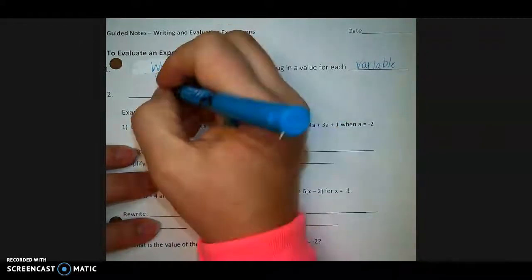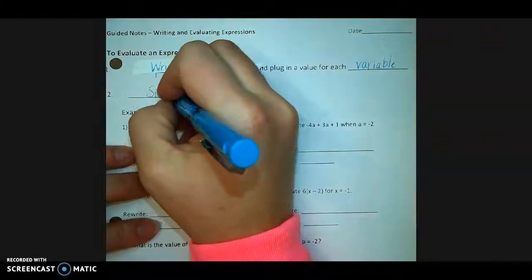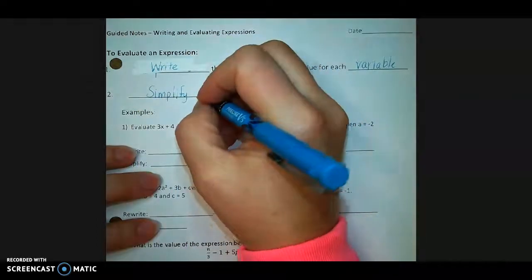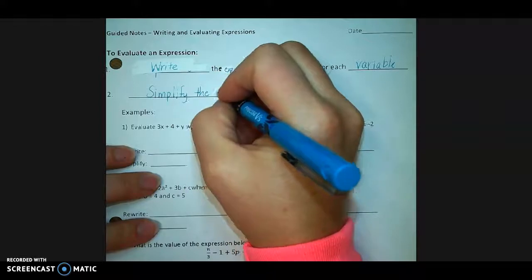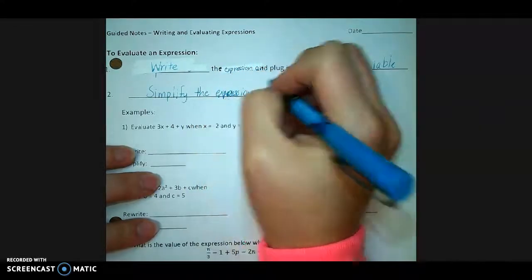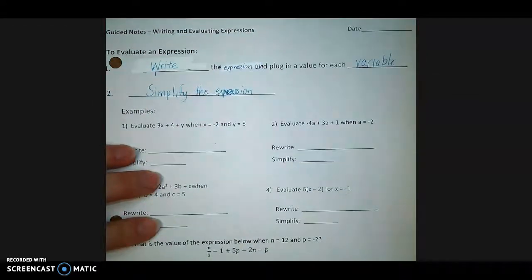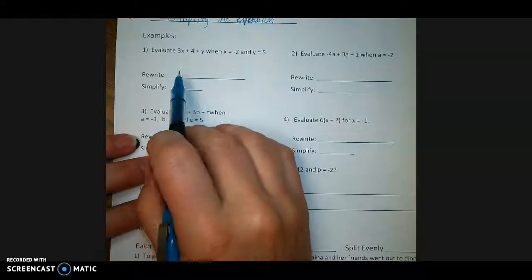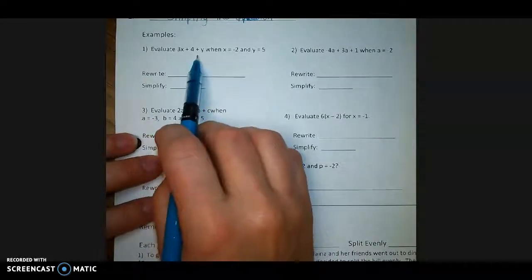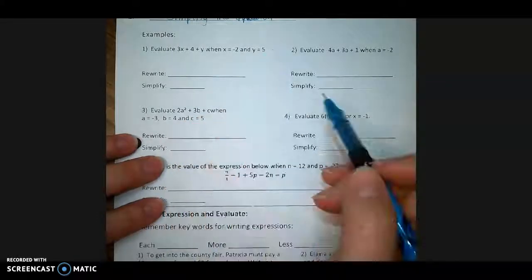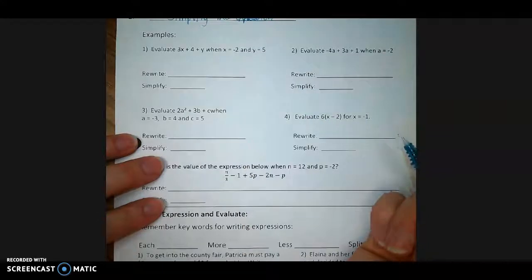And once we do that, we are going to simplify the expression that we then have, that's all numbers, and find out what that equals. So down here, for instance, they've written for some situation, we've written an expression, and they want to know when x is -2 and y is 5, what does that expression equal?